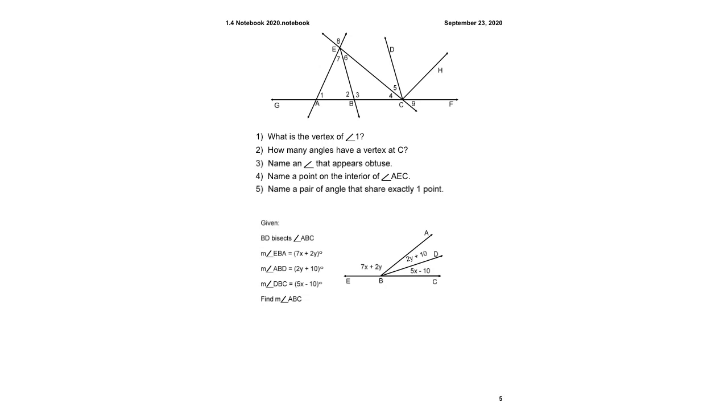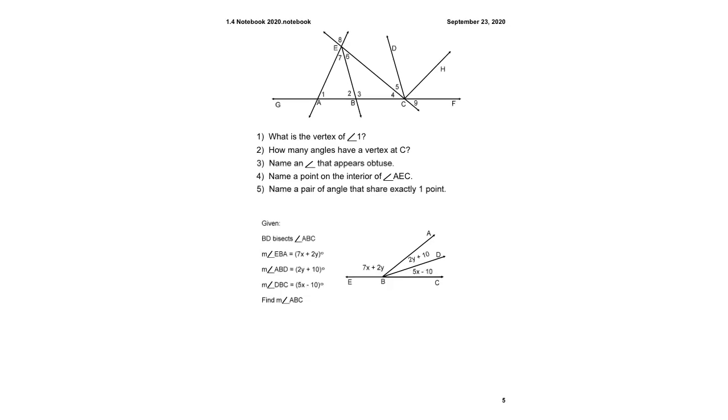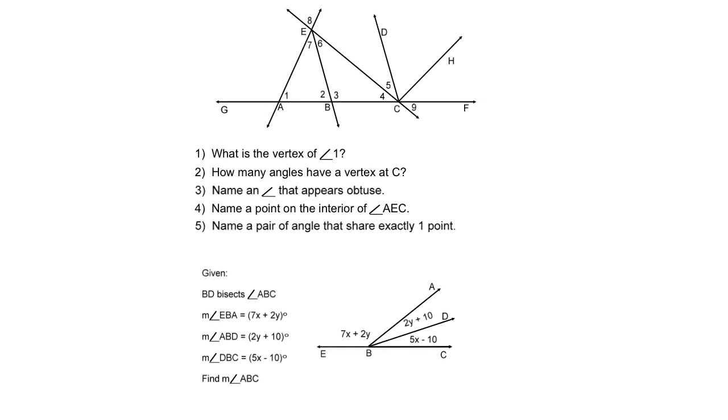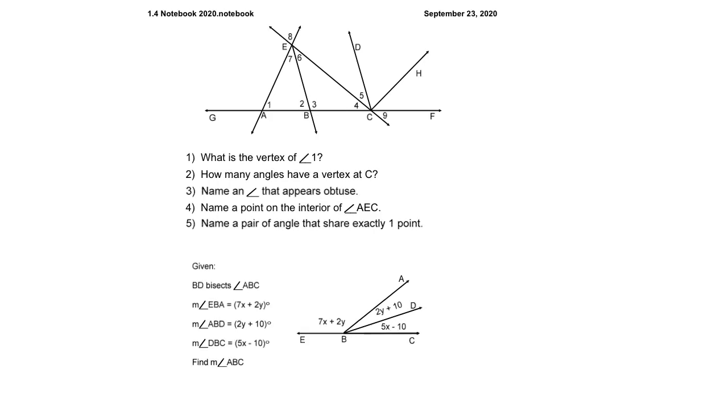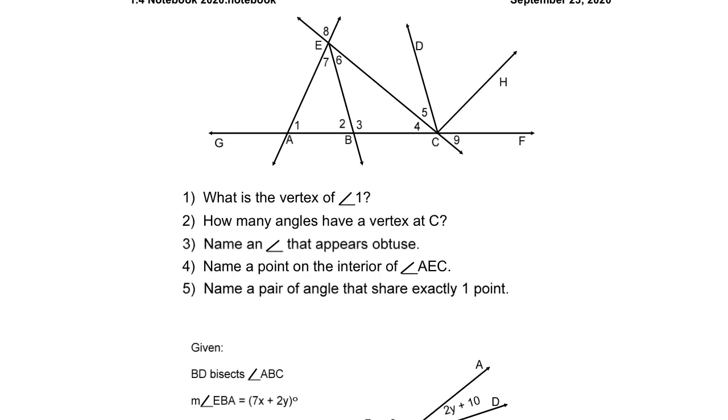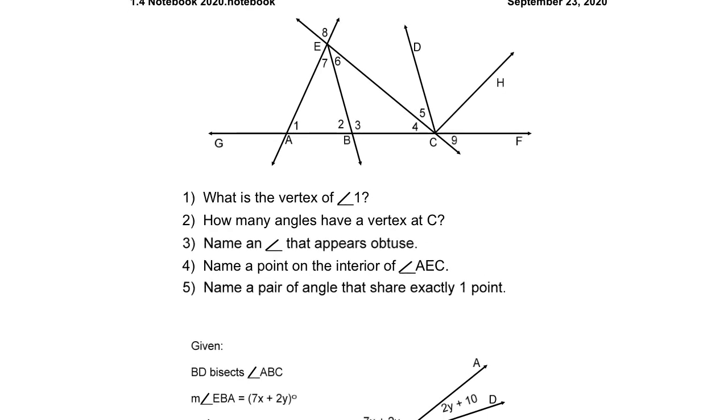Okay, and let's just do one example for practice, actually 5 examples, and that will finish this supplement, okay? So question number 1, what is the vertex of angle 1? So what is the vertex of angle 1? Okay, angle 1 is over here. I'm gonna highlight it for you. Okay, and the vertex is technically this angle. Okay, so the vertex of angle 1 is point A.